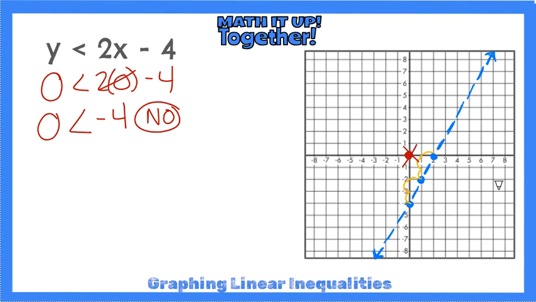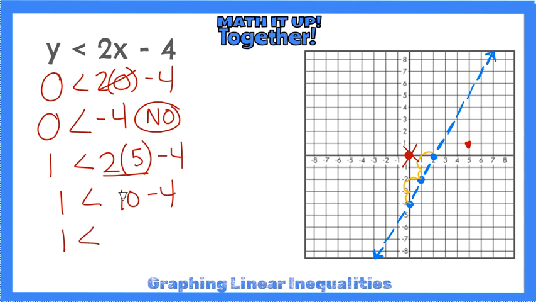But it's not a bad idea to do one more test point on the other side and make sure that makes our statement true so that we're sure we're on track. So let's try (5, 1). (5, 1) is definitely on the other side of the line. Let's go ahead and plug that in. So our x is 5, our y is 1, and this should make our statement true. So that's 10 minus 4. 1 is less than 6. That is true. That's a yes.